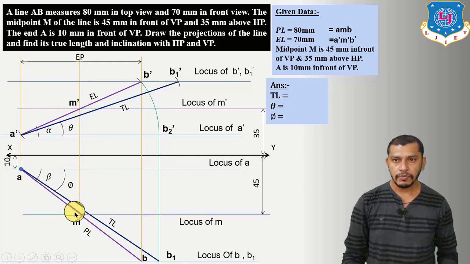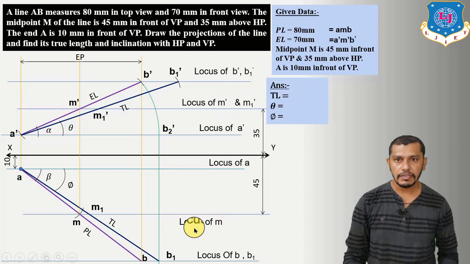So on the true length at the intersection point of locus of M, we will get M1, and on true length at the intersection point of M dash, we will get M1 dash. So now we can say that this is locus of M dash and M1 dash, and this is locus of M and M1. Now we have true length, theta and phi. So measure the true length. True length will be equal to 98 mm. Measure theta angle will be equal to 35 degree. Measure phi angle will be equal to 44 degree. So this will be our final answer.